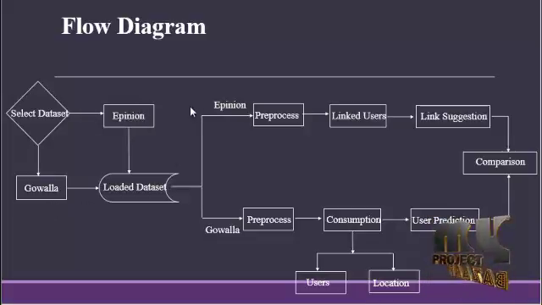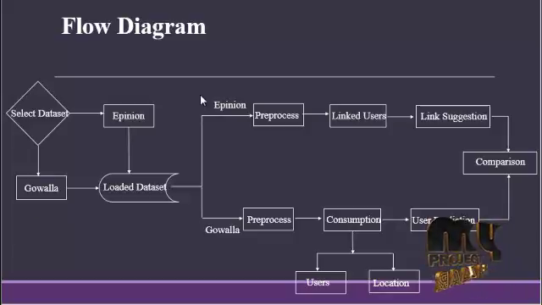The Opinion dataset is based on trust, so it is a who-trusts-whom based dataset, and the Gowalla dataset is every user's location based dataset. So we have to execute the process using the two datasets. First we have to select which dataset we are going to load in the database, Opinion or Gowalla. Here I am selecting Opinion and loading it in the database.